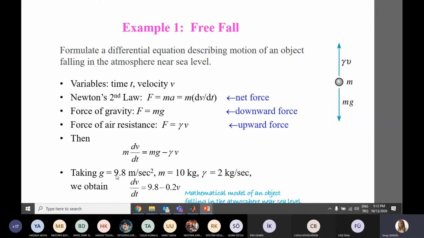And if we take g as 9.8, m as 10 kilograms, gamma as 2 kilograms per second, and just put it in here and solve for dv/dt, here it is. This is a differential equation. This is also what we call a mathematical model of an object falling in the atmosphere near sea level. Okay, this is your first mathematical model, and we will be talking about how we can analyze it dynamically and also how we can find the solution of these kinds of differential equations.